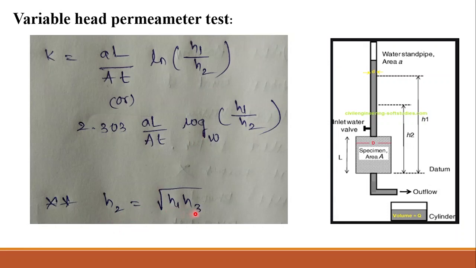H2 is equal to root over H1 H3. Let me explain. For example, the time taken to reach from H1 to H2 is equal to the time taken to reach from H2 to H3. H3 is another height, for example. This is H3, right? Then these times are the same. The time from H1 to H2 is the same as the time from H2 to H3. Then you can say that H2 is equal to root over H1 H3. This is a derived formula. Derivation is not important, but remember this relation. Yes, this is about the permeability of soil.